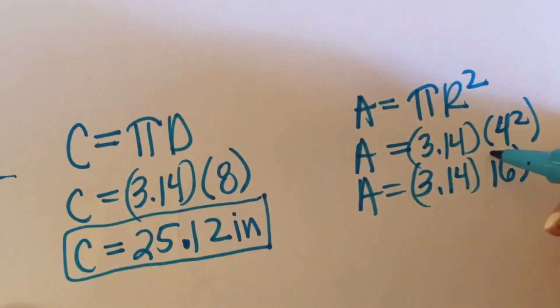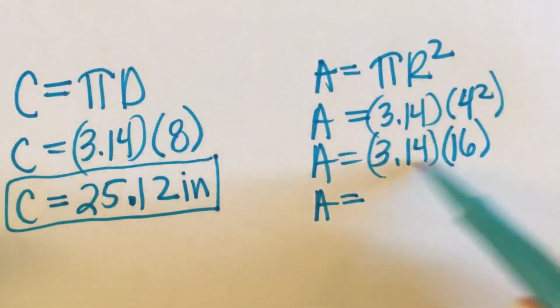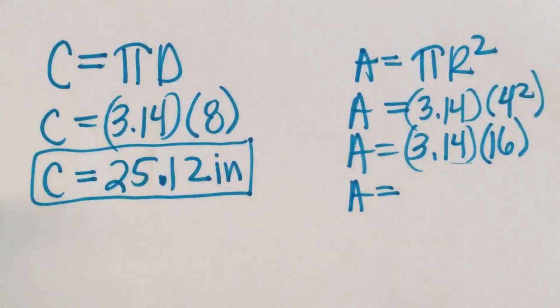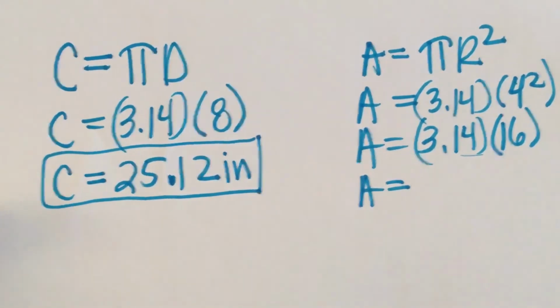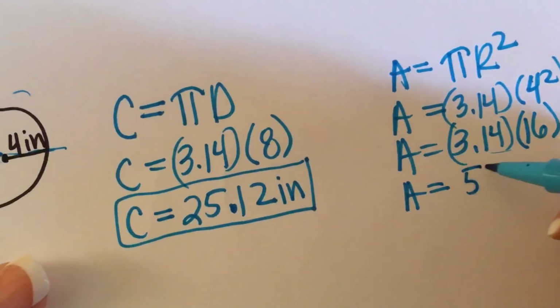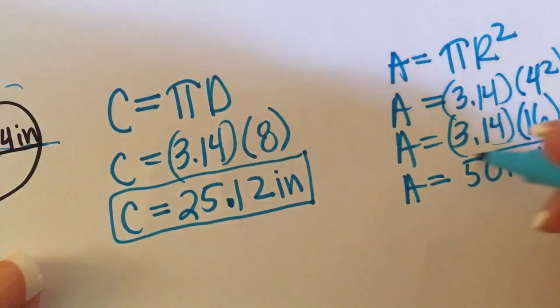So what? That's going to be about 50, because 3 times 16 would be 48. So let's see what that is. 3.14 times 16. It's 50 and some change. 50.24 square inches.